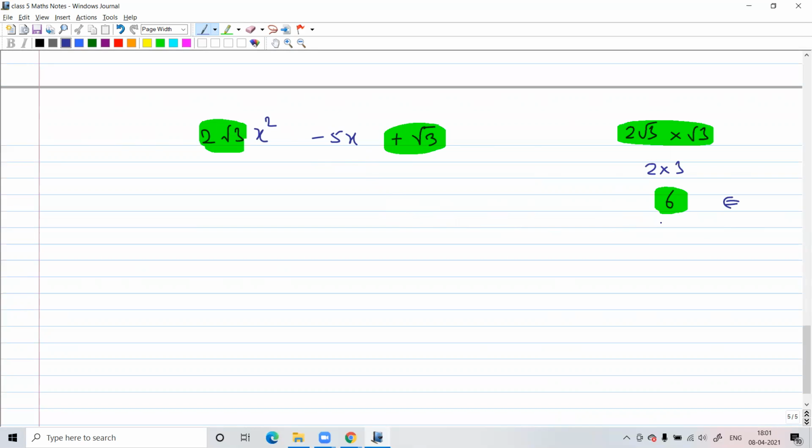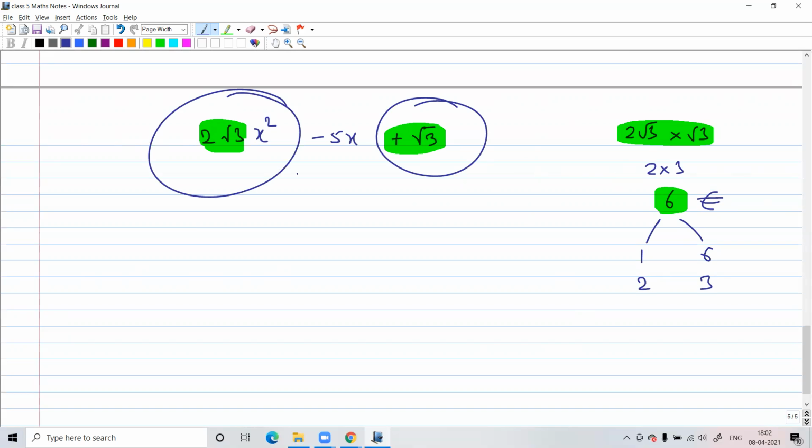So how can that happen? It's very simple. We get this in the first step itself. 1 into 6 is 6. 2 into 3 is also 6. Now, which one should I take? 1 and 6 or 2 and 3? 2 and 3. Okay. See, when we multiply them, the answer should be positive, right? Because 6 is positive. This number was also positive. This one was also positive. So both of them should be positive.